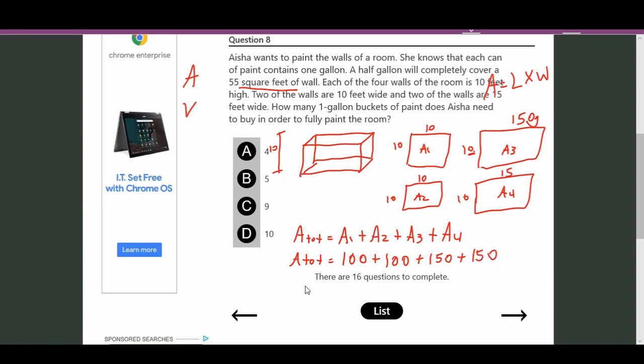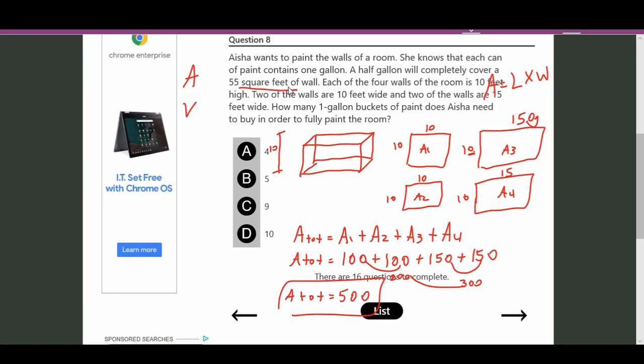And again, to find area total, we're adding everything up. And it turns out that this mental math is also pretty easy to do. 150 plus 150 is 300. 100 plus 100 is 200. 300 plus 200 is 500. Okay? So we found all the area of the walls combined. That said, we're given this little curveball here.